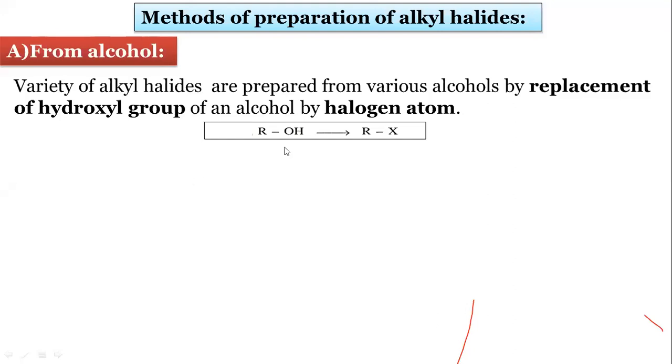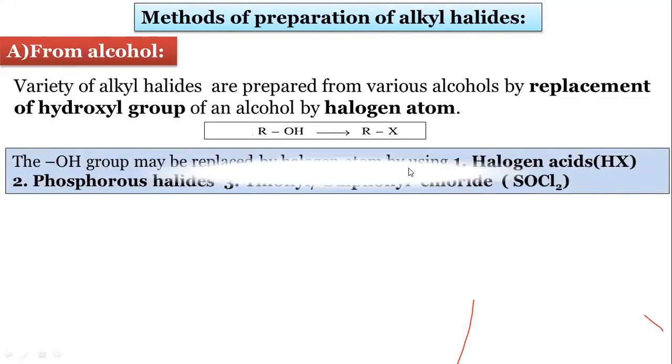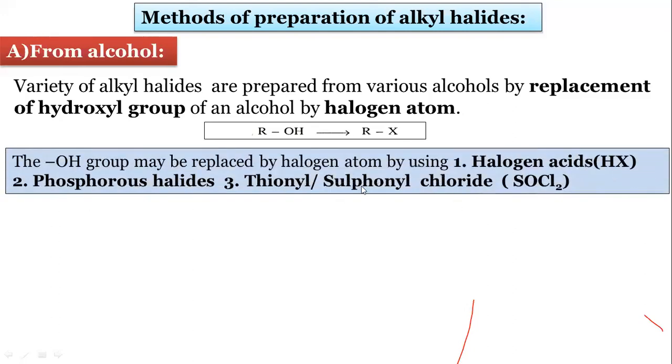Many types of alkyl halides are prepared by using alcohols. In this, the OH group is replaced with X, meaning ROH is converted into RX. Such a reaction occurs by using alcohols, meaning the OH group of alcohol is replaced with X. See here in detail it is given. The OH group is replaced with a halogen atom.